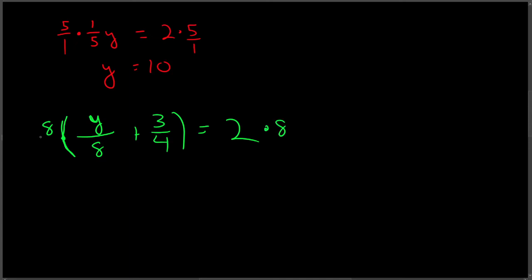So I'll distribute this. 8 times y over 8 is y. 8 times 3/4, well, the 8 and the 4 are going to cancel, leaving me a 2. So that's going to be 6. And 2 times 8 is 16. Subtract 6 from both sides. And so you get y equals 10.